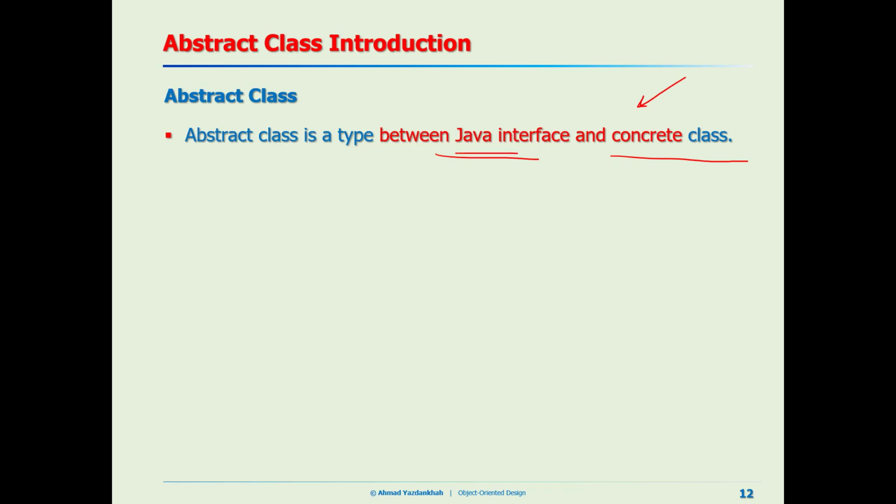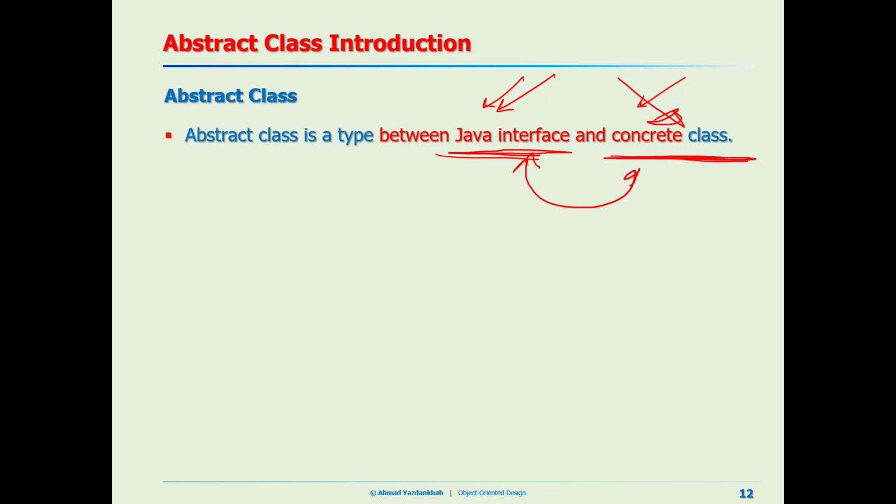So something between that. What does it mean? So an interface in Java 7 and older, let's assume, can have only abstract methods, right? And a concrete class or regular class can have all implemented methods. So something between these two: an abstract class can have some unimplemented methods and also some concrete methods or implemented methods. So something between them.